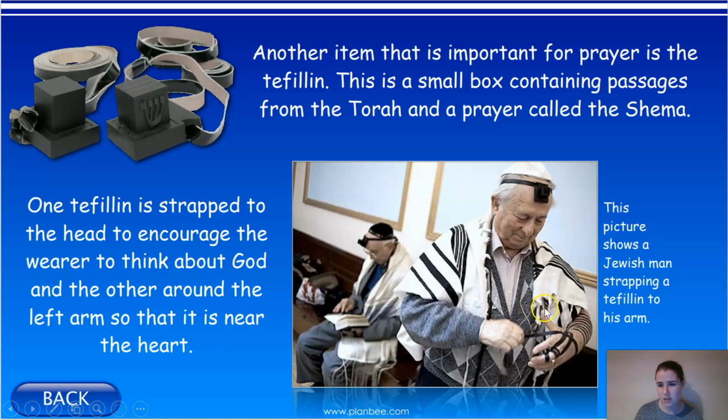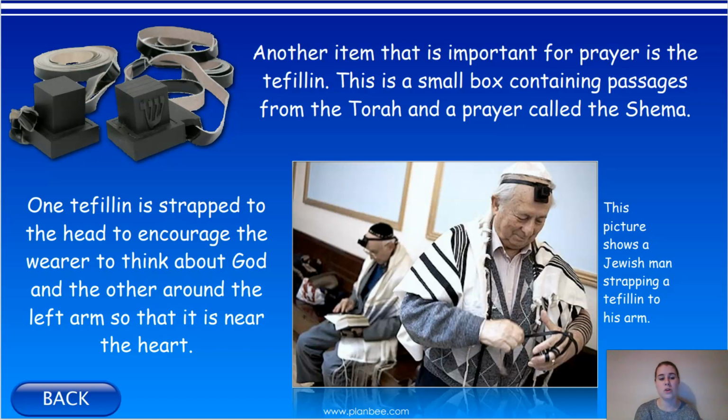Now, if you also look very closely at his shawl, you can see the individual knots with the tassels tied round, and you can see it on this gentleman's one here as well. The reason why they're worn on two different parts of the body is very important. One tefillin is strapped to their head. This is to encourage them to think with their mind more about God. So with your brain, you're thinking, and you've got your cap on, your kippah, as a sign of respect, so you're thinking about God.